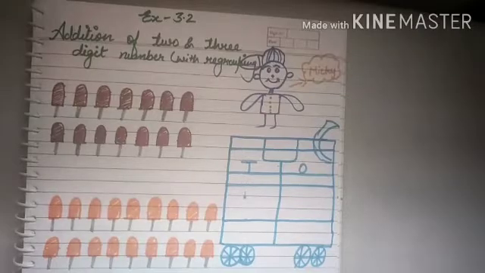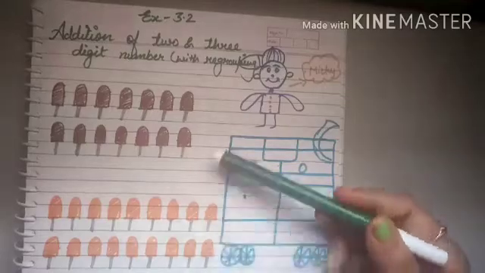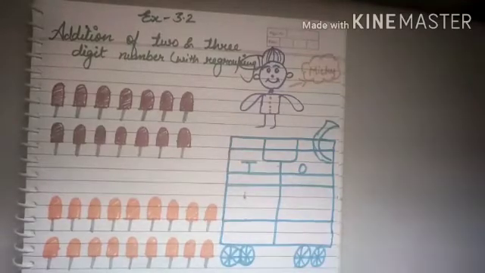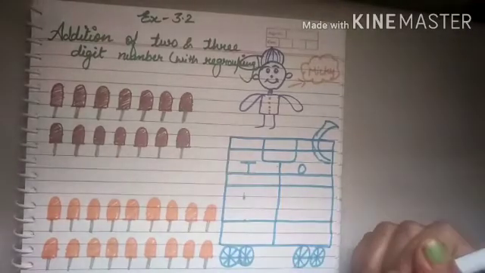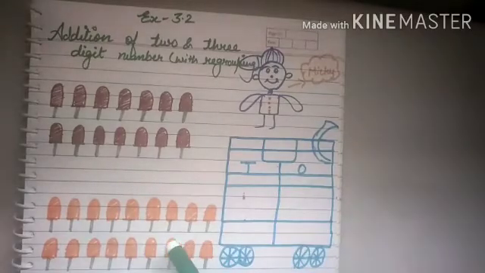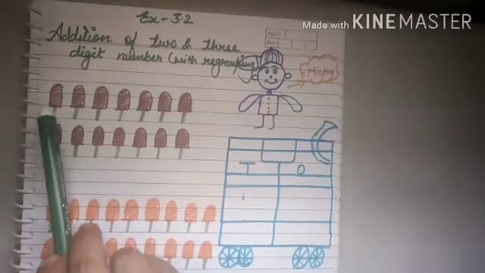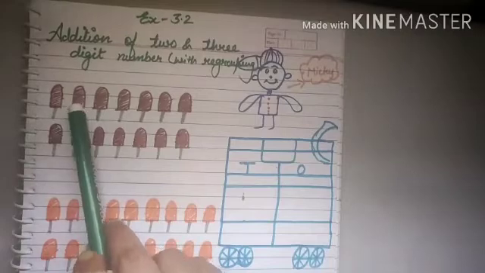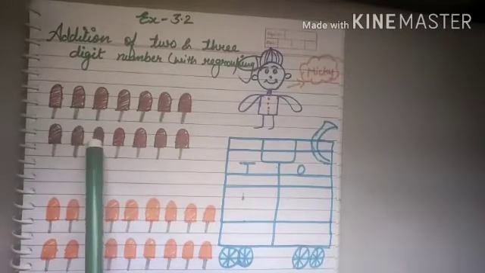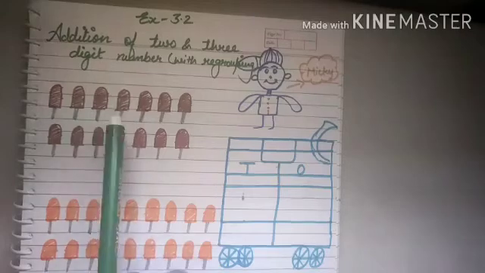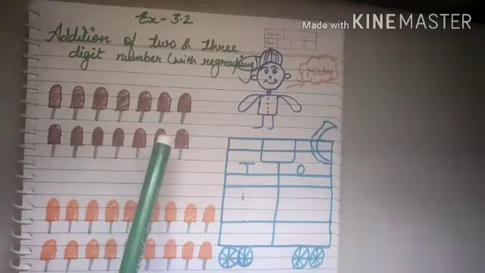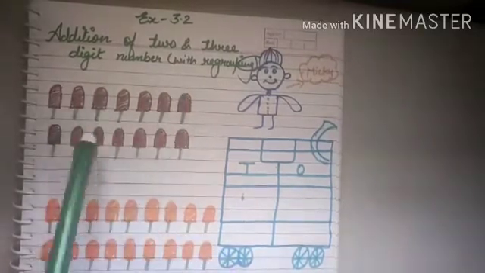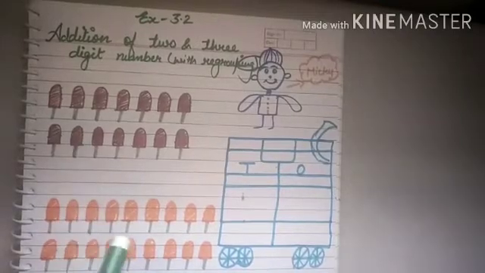But before adding these two types of ice cream, it is very necessary to count these chocolate ice creams and these orange ice creams individually. So let's start counting. 1, 2, 3, 4, 5, 6, 7, 8, 9, 10, 11, 12, 13, 14. So here are 14 chocolate ice creams.